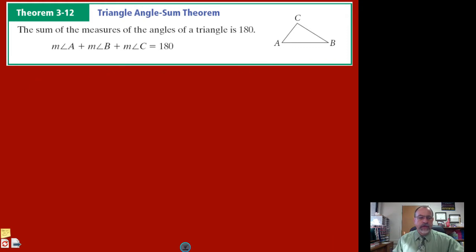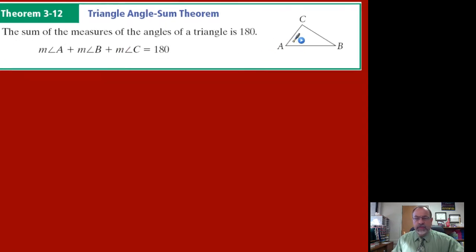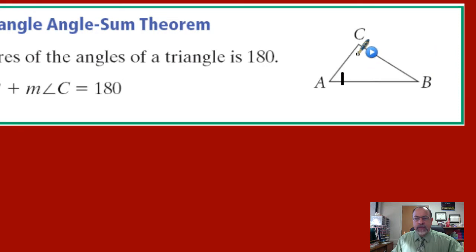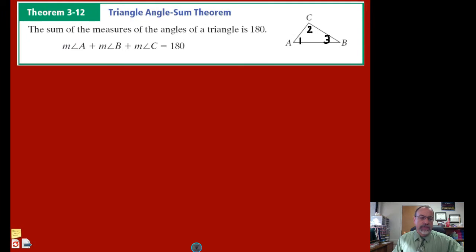And it's fairly straightforward. It says that if you have a triangle and you were to know the measure of the angles, you would add them together and they would equal 180. So if you knew the measure of angle A here, and you knew the measure of angle C and the measure of angle B, if you added all those together, they would always add up to 180 degrees. And it doesn't matter what shape the triangle is or what classification it is, which we'll look at in the next video, it will always add up to 180 degrees.